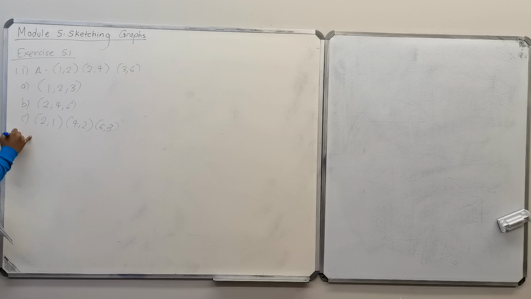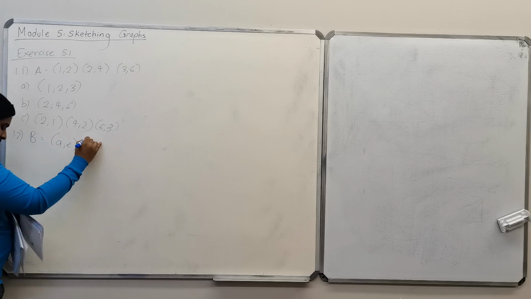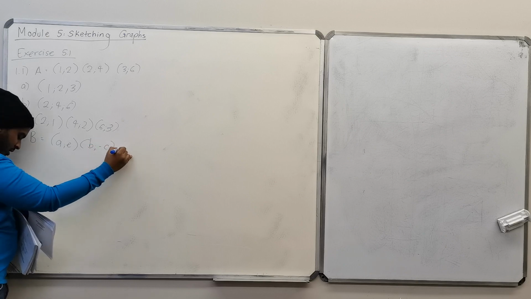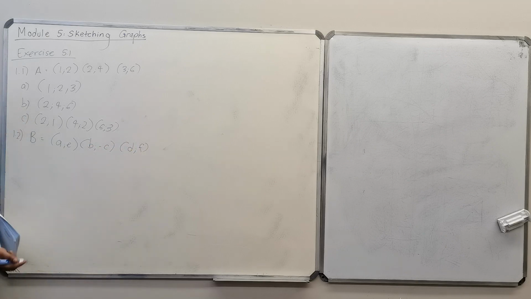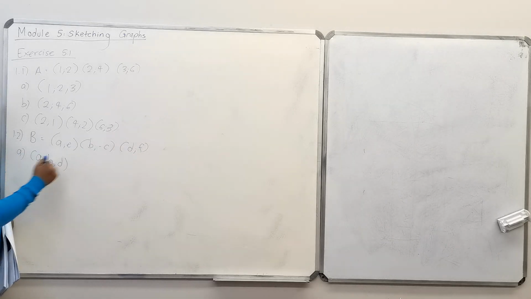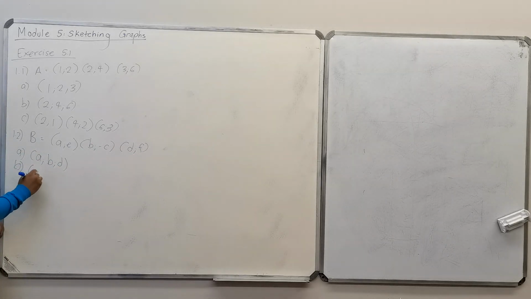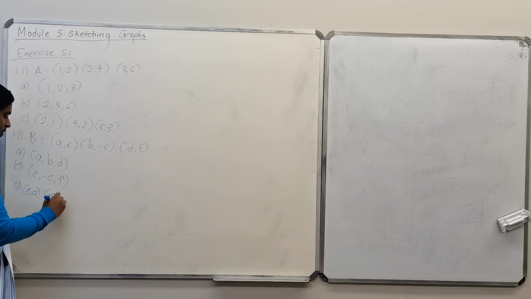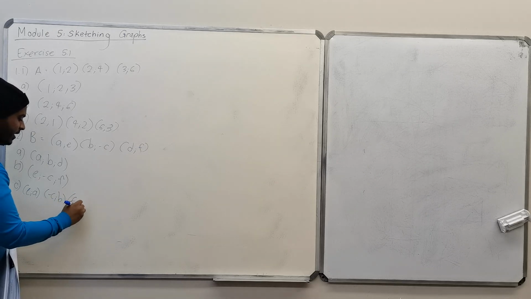Then, let's do it with alphabets. If they give you A and E, B and minus C, D and F, what should be the domain? It would be A, B, D, all your x values, your x coordinates. Your range would be E, minus C, F. What should be the inverse? E A, minus C B, F D. You're doing it faster than I can, right?